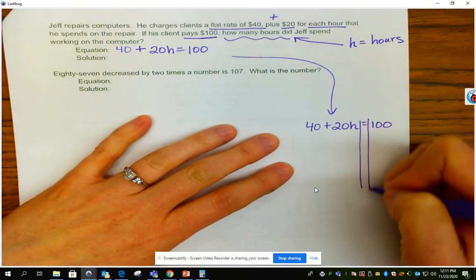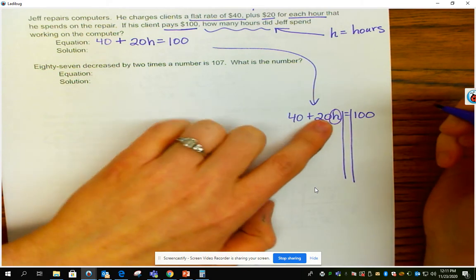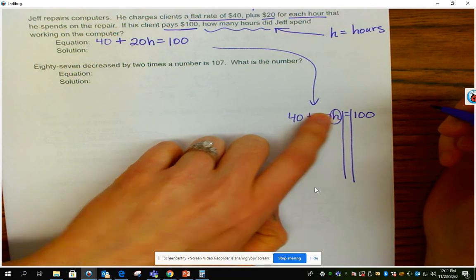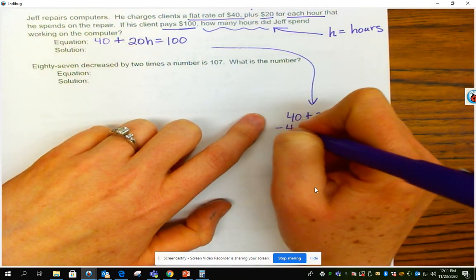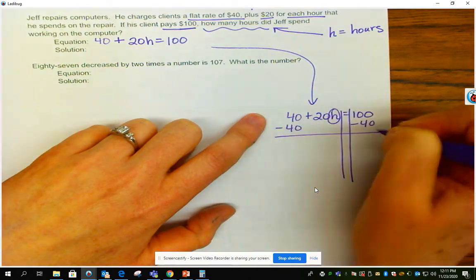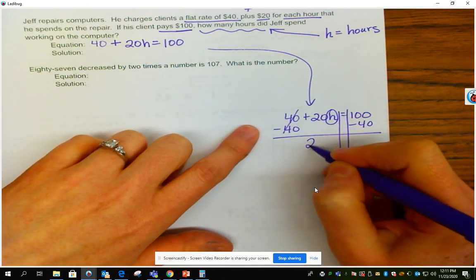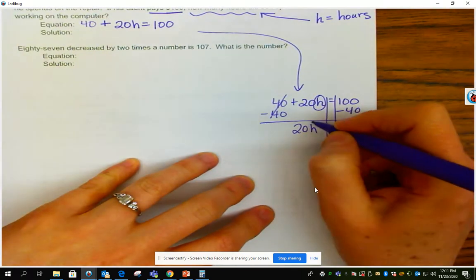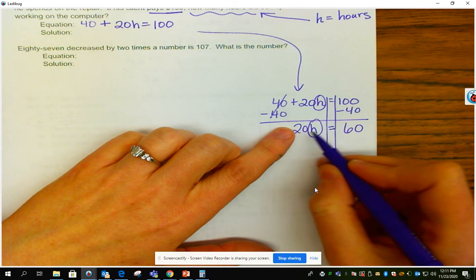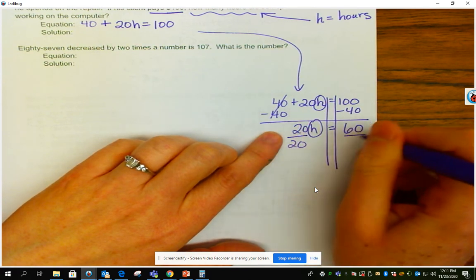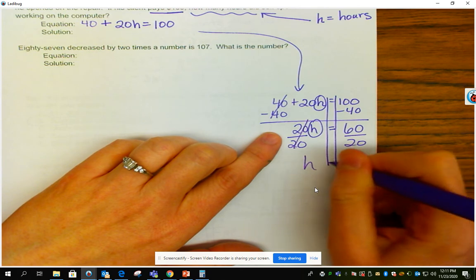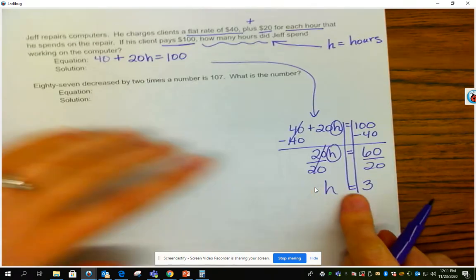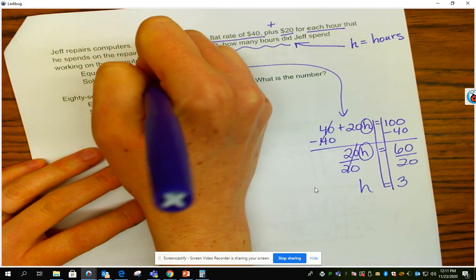So we are going to work on the side with the variable. What can we add or subtract away? Not the 20, because that's being multiplied by h, but the 40. So we can subtract 40 away. So that cancels. I have 20h equals 100 minus 40 is 60. Still on the side with the variable, 20 times h. The opposite would be to divide by 20. So now h would equal 60 divided by 20 is 3. So that means he spent 3 hours working on the computer.